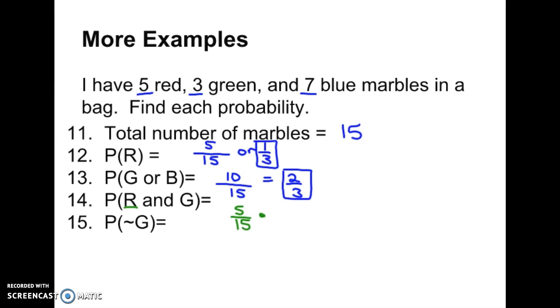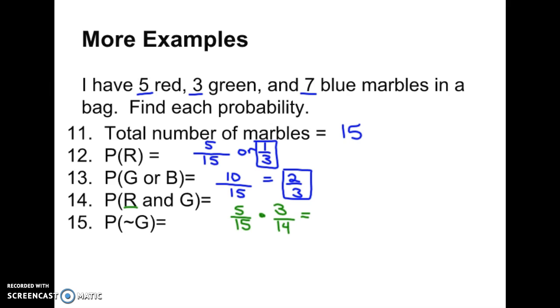And I'm going to multiply that by the probability of drawing a green out next. Here's what changes. If I drew a marble out the first time, I no longer have 15 marbles. Let's assume I drew a red out the first time. Now you have only 14 marbles. And out of the 14 marbles that are left, how many of them are green? There should be 3. So those are the 2 probabilities that you're going to multiply together.